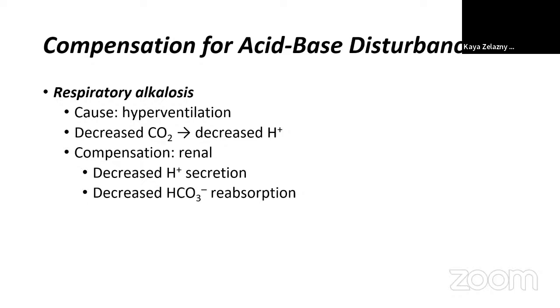And again, because this is a respiratory issue, that's why we called it respiratory alkalosis, we'd use renal compensation to adjust. So in our renal compensation, we decrease the number of hydrogen ions we're secreting. And if we're not secreting them, that means they're staying in our plasma, because we want more of those hydrogen ions available. They're also going to decrease our bicarbonate reabsorption.